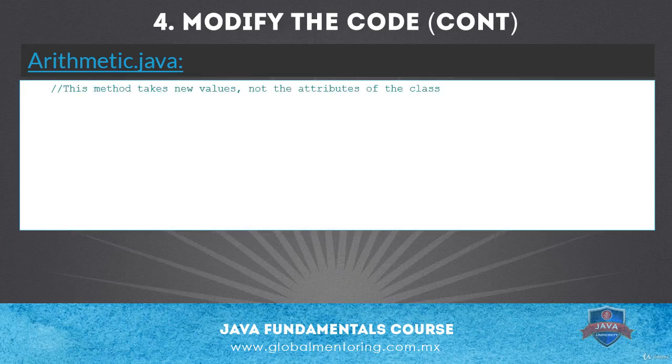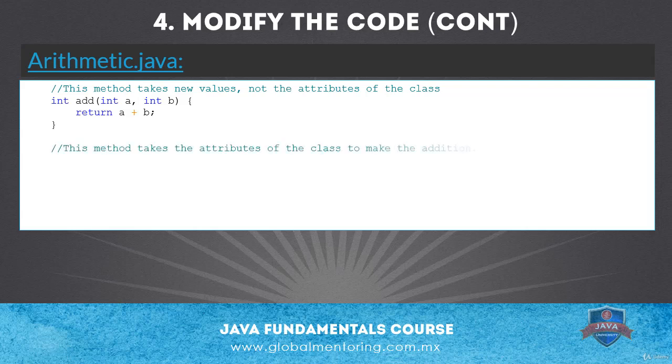We continue coding this class. The next method takes new values, not the attributes of the class. So in this example, we define the method add, and we are receiving new values, in this case the argument A and the argument B, and return the addition of these two values. But we have a second method that takes the attributes of the class to make the addition.